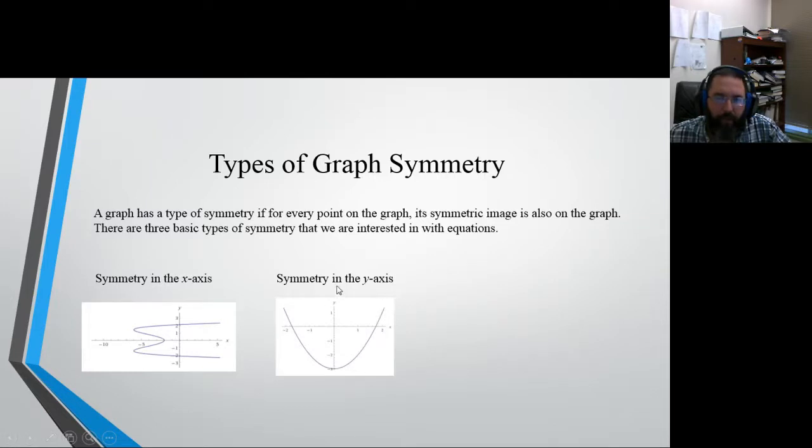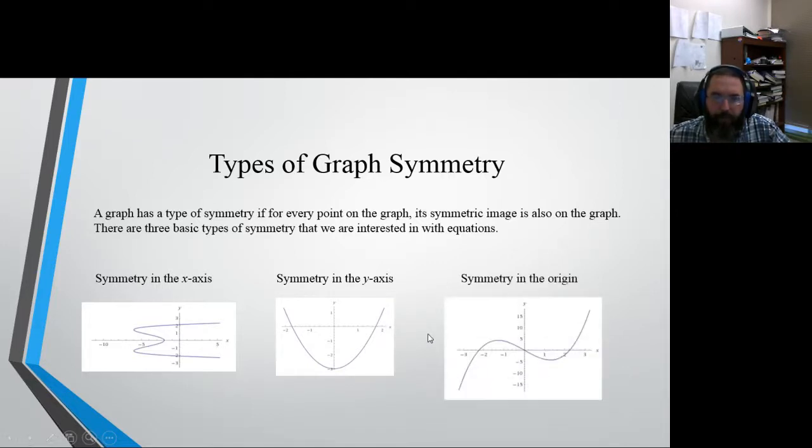The second type of symmetry we're interested in is symmetry in the y-axis. So both of these are symmetries with respect to lines. This time the y-axis is the symmetry line. For every point over here on the left, there's a matching point on the right. And if we were to fold this graph along the y-axis and fold the left half over onto the right half, they would match exactly.